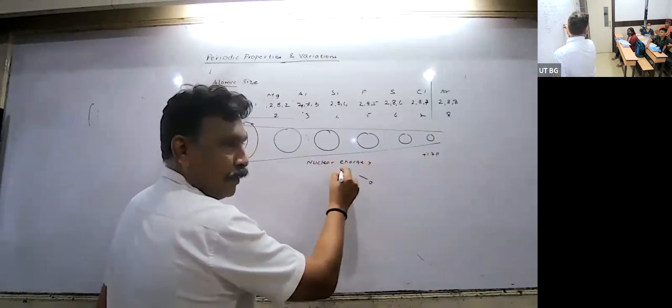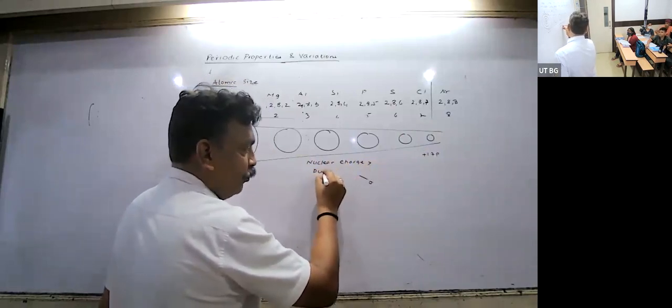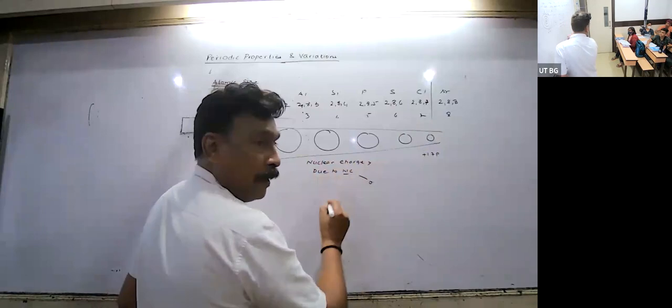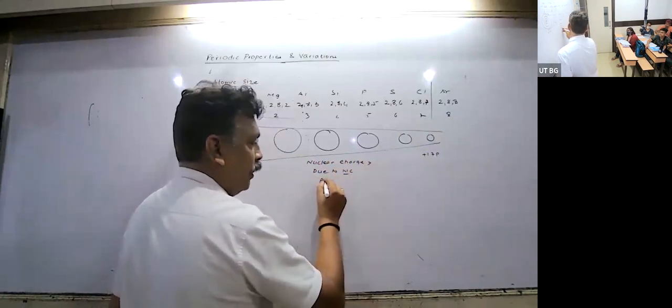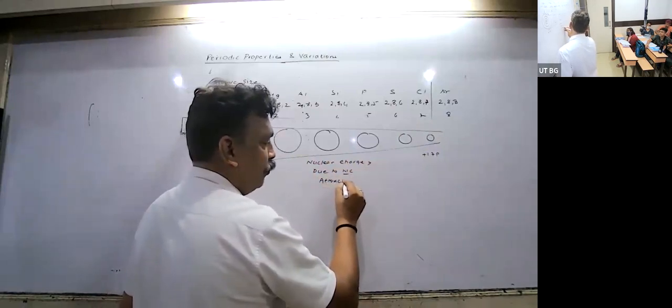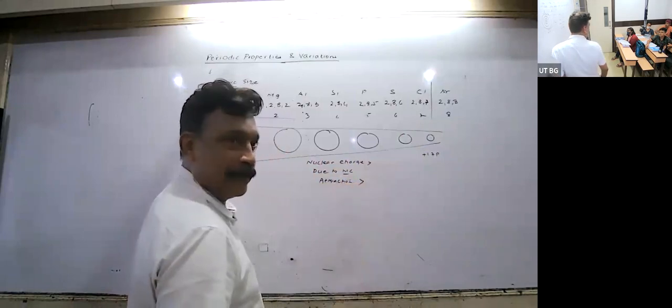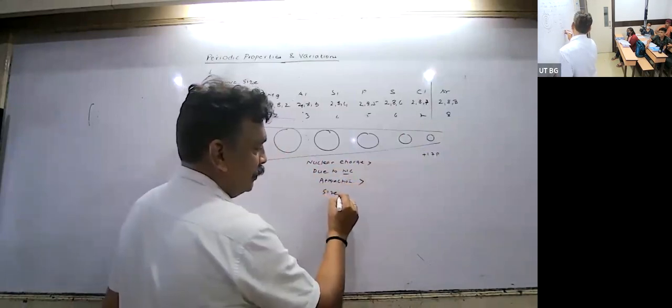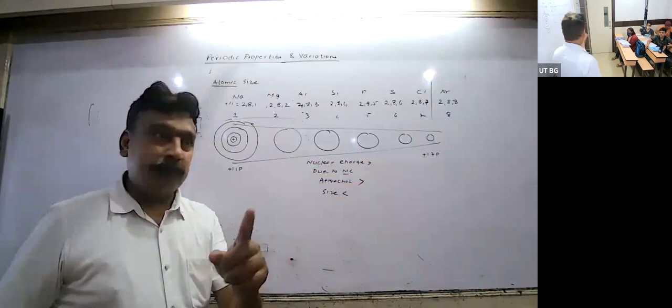That means atomic number increases due to the increase in nuclear charge. Okay, the net attraction coming from the nucleus on the outermost shell increases, and as a result, size decreases. Yes, sir, because the number of shells is remaining the same.